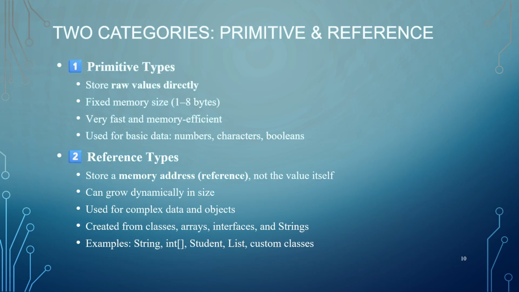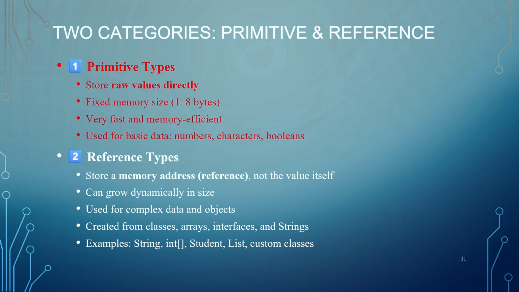In Java, data types are divided into two main categories, primitive types and reference types. Primitive types store raw values directly in memory. They have a fixed memory size, typically ranging from 1 to 8 bytes, which makes them very fast and memory efficient. Primitive types are commonly used for basic data such as numbers, characters, and Boolean values.